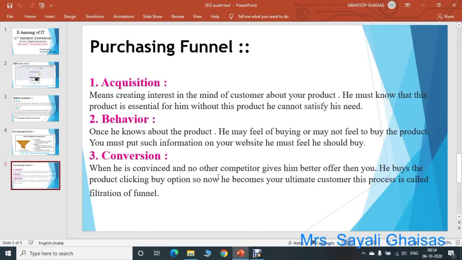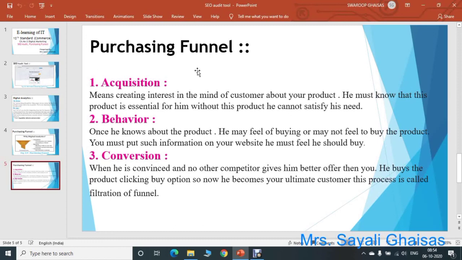This process is called the filtration of the funnel. So many people visit your website. They possess an interest in your product, that is the acquisition stage. Second is the behavior. That means they know more about your product and they may feel like buying the product, that is behavior. And the last stage is the conversion. That means they agree to buy a product because it is the only site providing the best offer with the best price and the best product. That is the conversion stage, within which that user becomes your customer, your ultimate customer. So this is about the purchasing funnel.